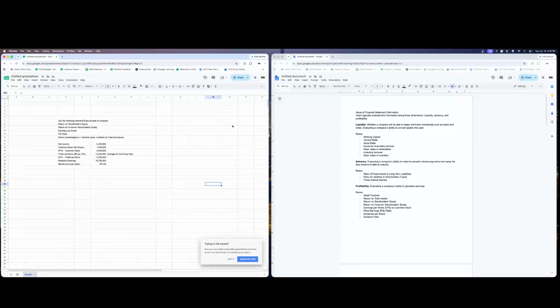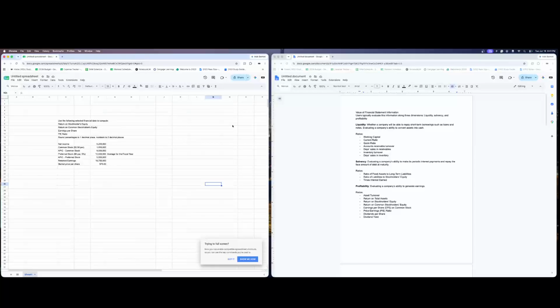The value of financial statement information. So what's the point of all this record keeping, all of these journal entries, all of these financial statements, such as the income statement, balance sheet, and the statement of cash flow? What's the value in it?